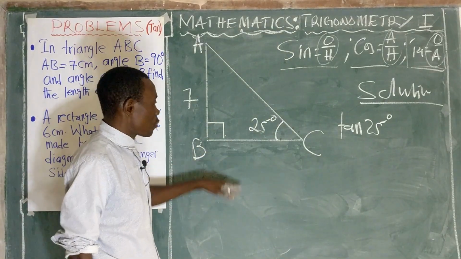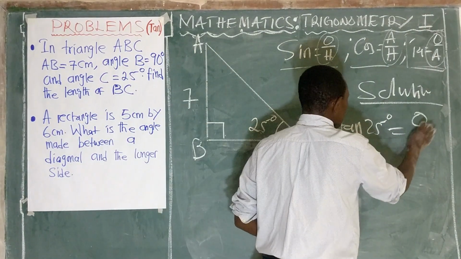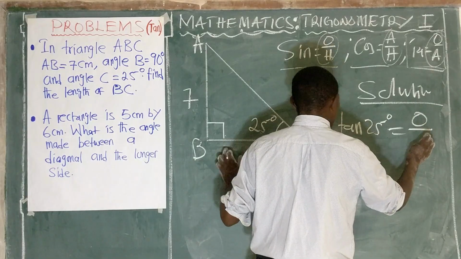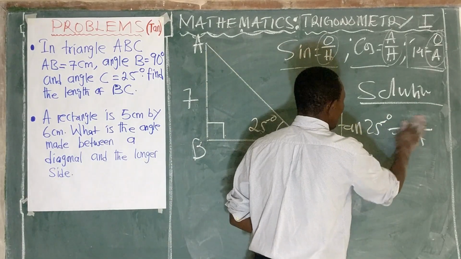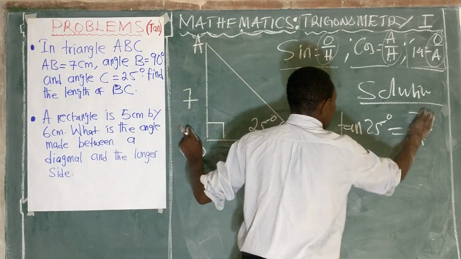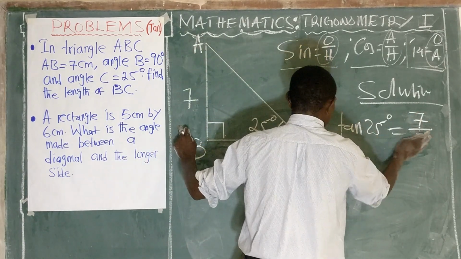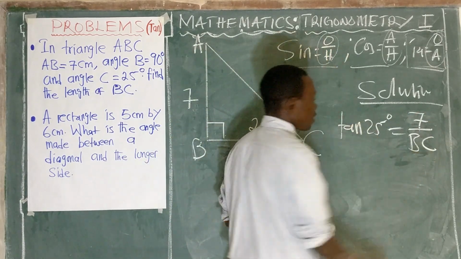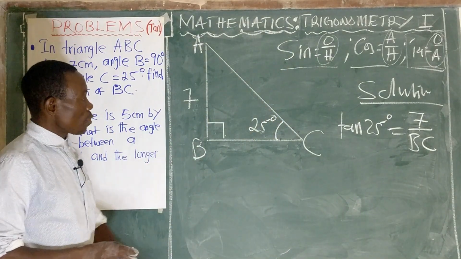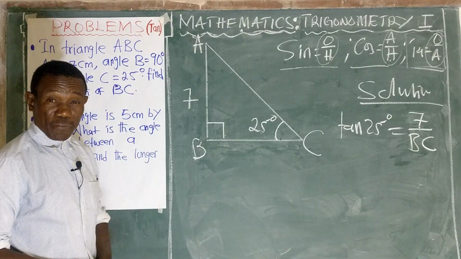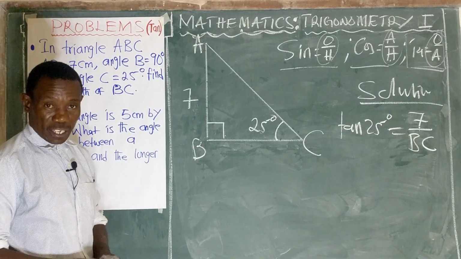How do you find the tan ratio? You talk of the opposite over the adjacent. So in this case, your opposite side is already given here as 7. So this one will be over BC. Look at that. Tan 25 degrees is equal to 7 over BC.